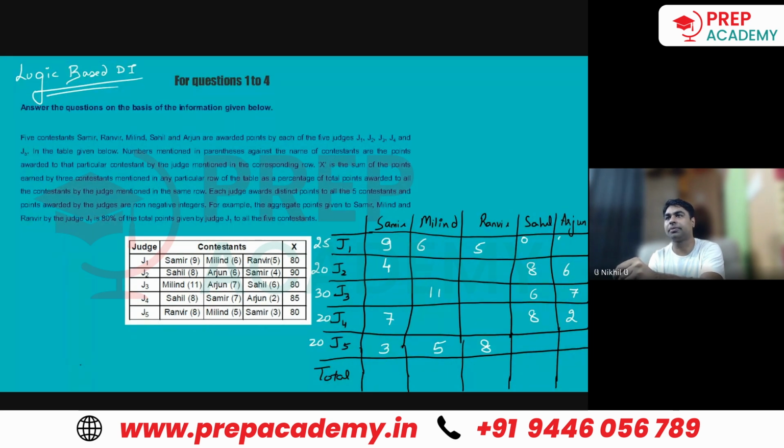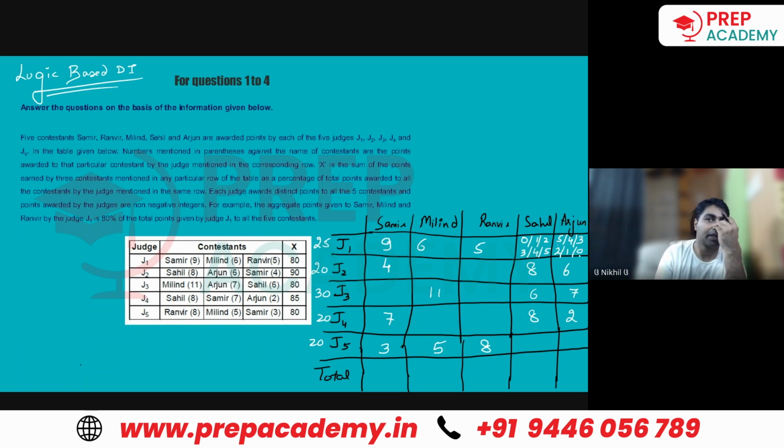Sorry, 5 would be here. If 1 is here, then 4 will be here. If 2 is here, then 3 will be here. If 3 is here, then 2 will be here. And if 4 is here, then 1 will be here. And if 5 is here, then 0 will be here.